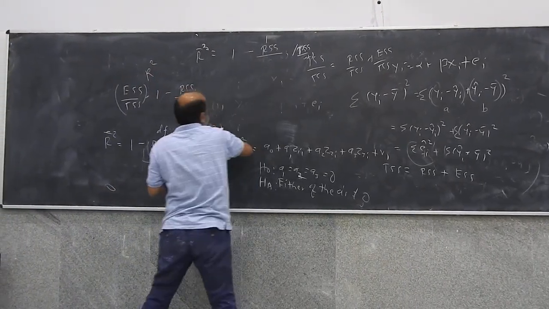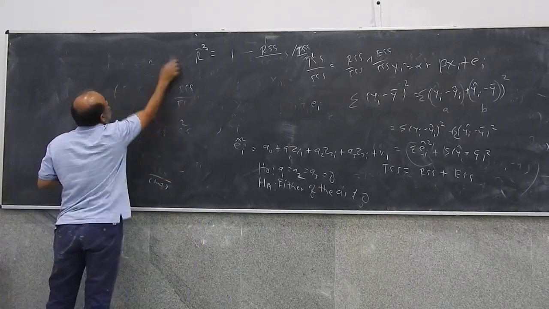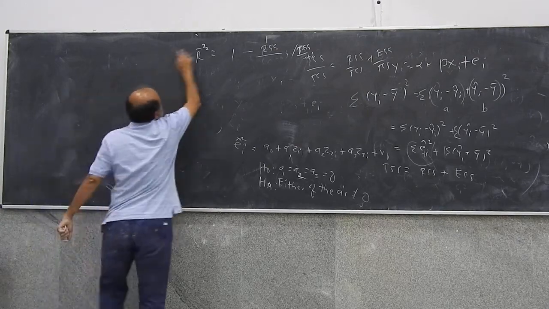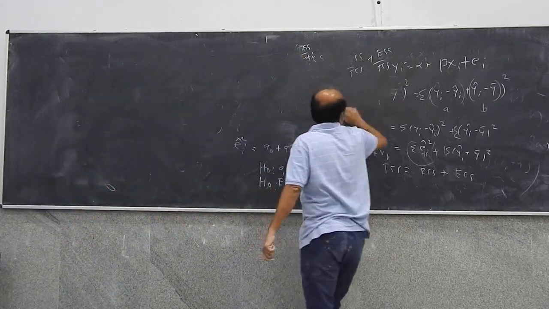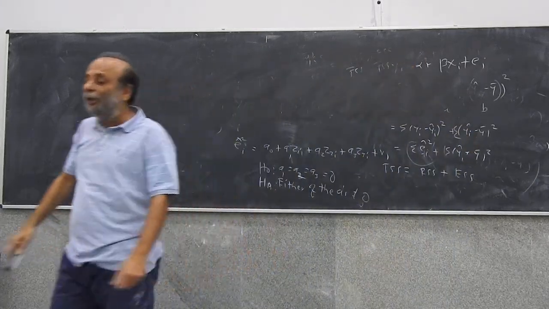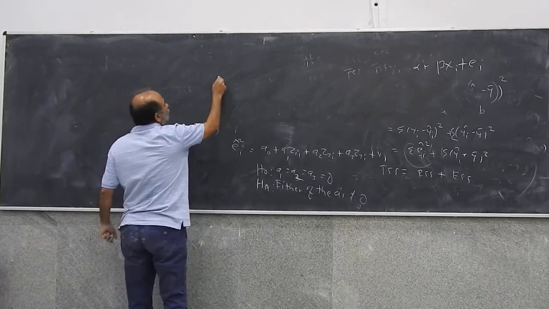White had a variant on this. Hubert White had a variant on this. What White said is, White's test is basically the same test, but the regression that White will run will be like this.